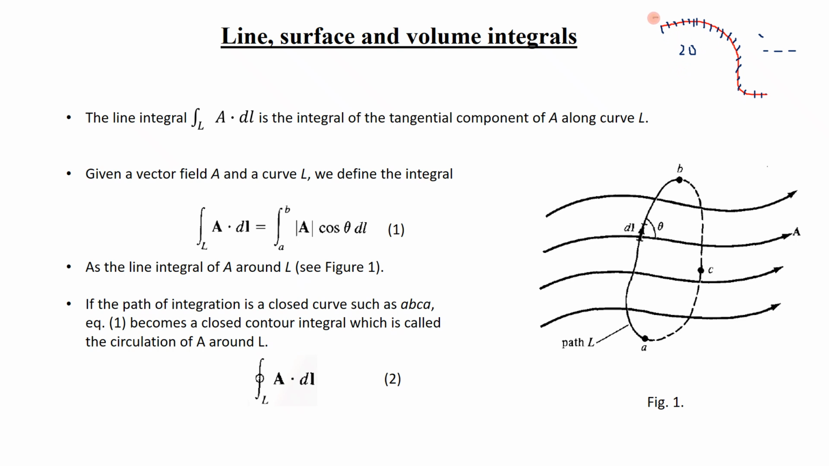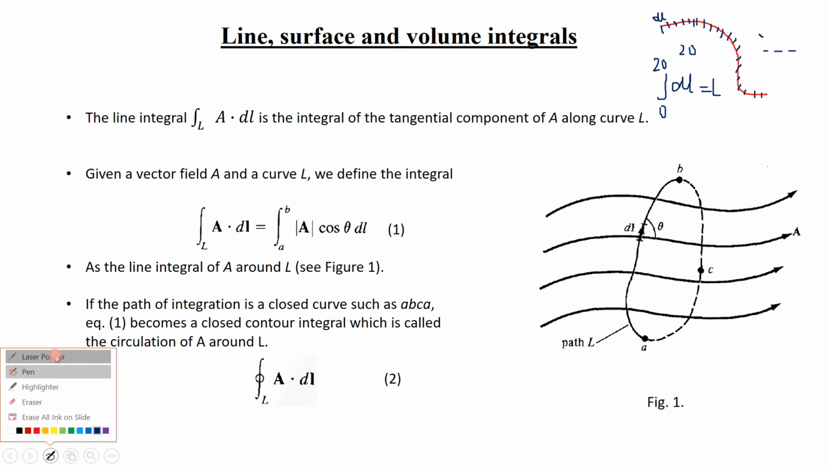Suppose you have broken it into, say, 20 parts. So you know the value of every part. Suppose every part is dl. So you integrate dl from 0 to 20 and you get the total length of the line. So this is called the line integral.